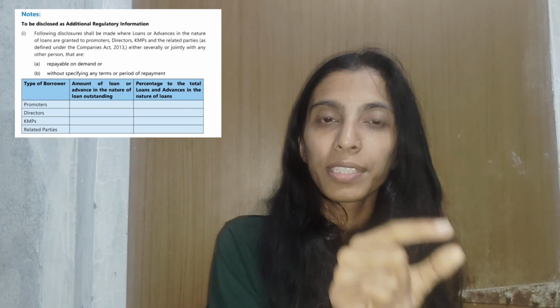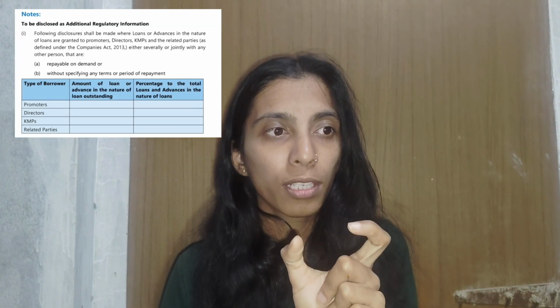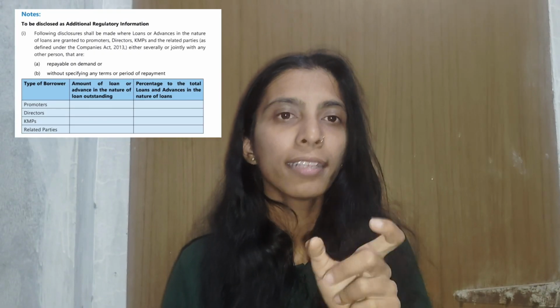Additional regulatory information, for example, is what they are going to ask in the exam. Okay, read this sentence. The same sentence will appear in the exams. Appear in the question, so read it carefully. Following other disclosures shall be made where loans and advances in the nature of loans are granted to promoters, directors, key managerial personnel and related parties. Okay, these four people, you need to remember their names. If they are asked about these particular persons, you need to prepare this table.